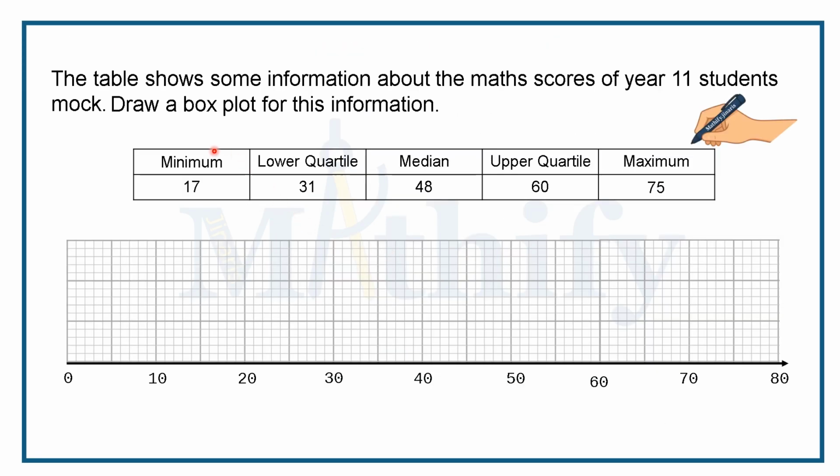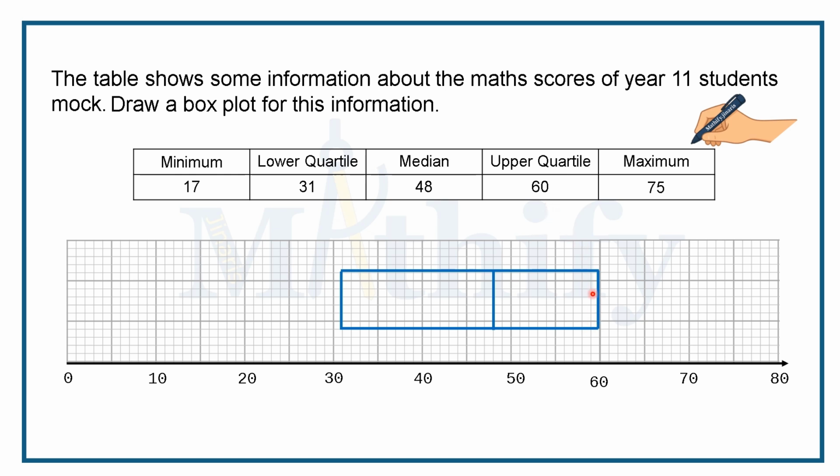Here is a typical exam style question. The table shows some information about the math scores of year 11 students in the mock exam. Draw a box plot for this information. We don't need to label the graph as it's already been done for us. And also we are given 5 data. So for this question, all you need to do is plug in the data we know: the median, the upper quartile, the lower quartile, join them together.